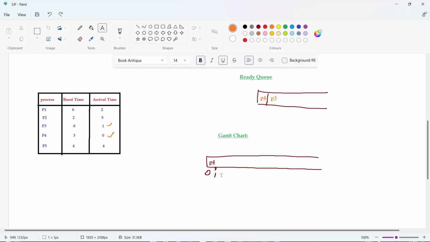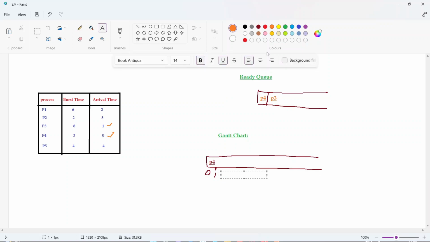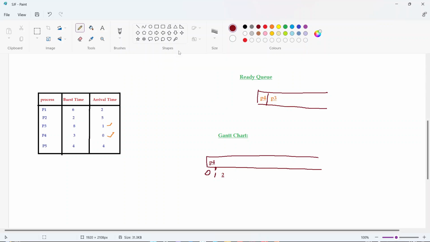Okay, so 2 seconds has been executed. Now at the second, is any process coming? Yes, we have one process which is arriving. What is that process? This is P1. Now we need to add P1 to the ready queue. Okay, so let us add P1 to the ready queue.